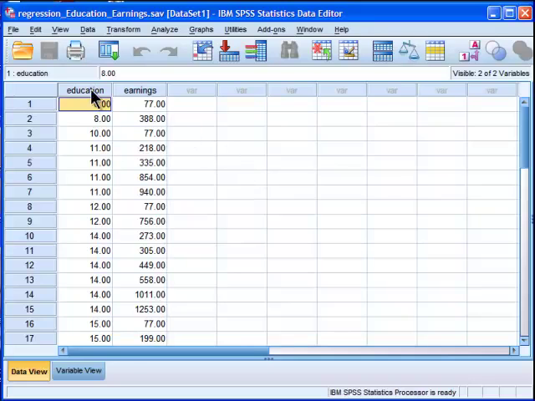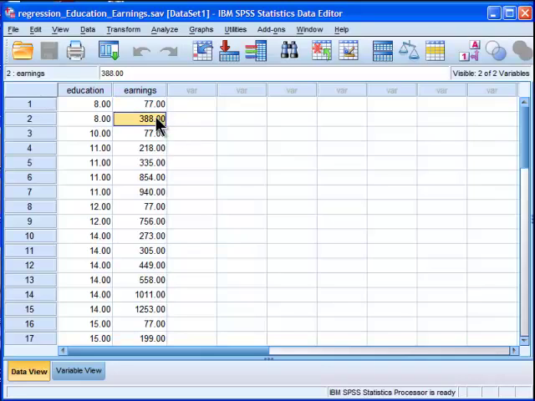So we've got years of education, and I'm going to use years of education to help predict earnings. Now these are weekly earnings for each participant, 1 to 25. So the first individual had 8 years of education, and they also earned $77 a week.